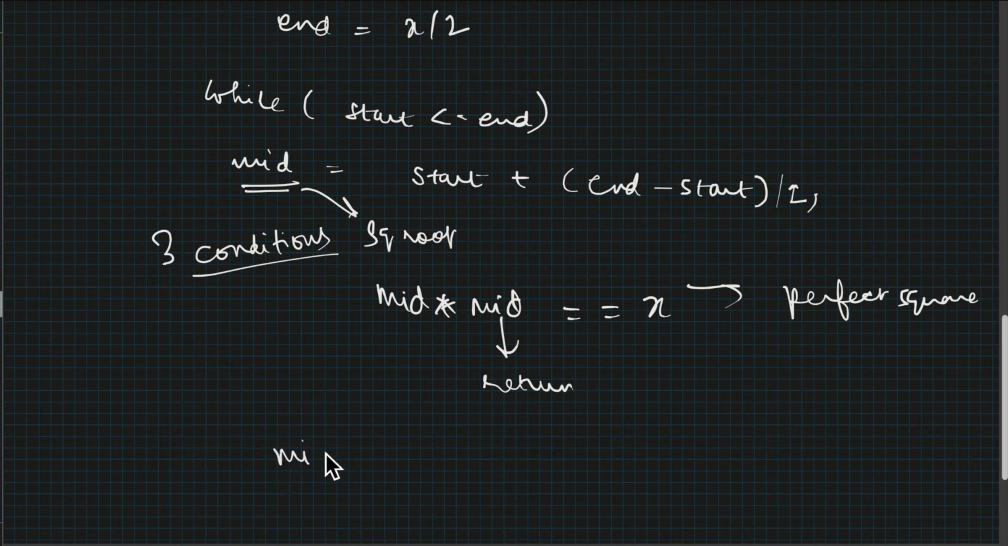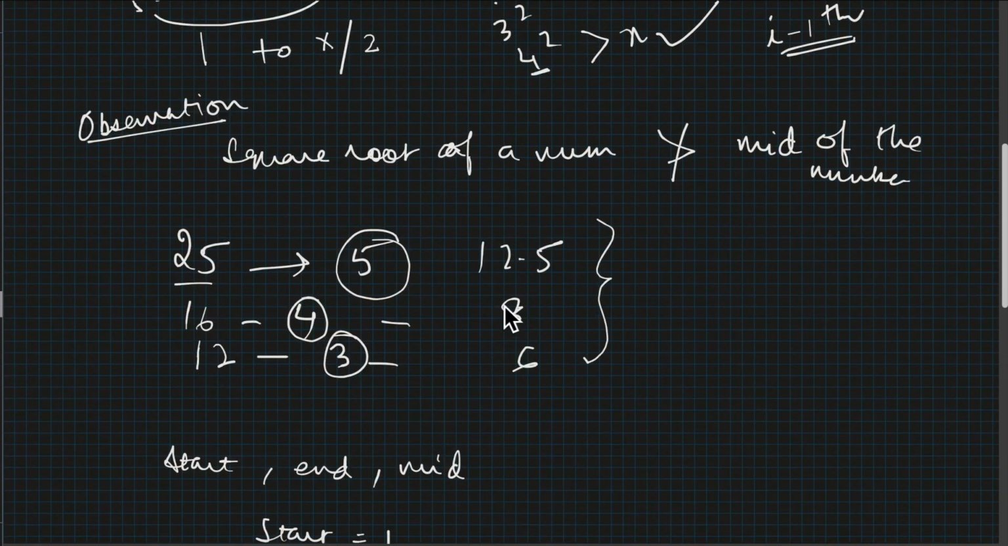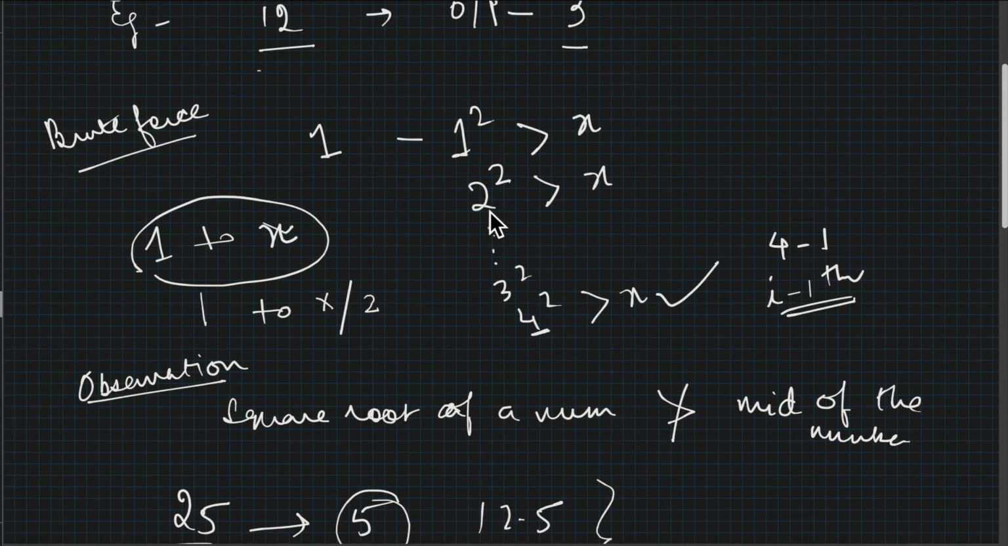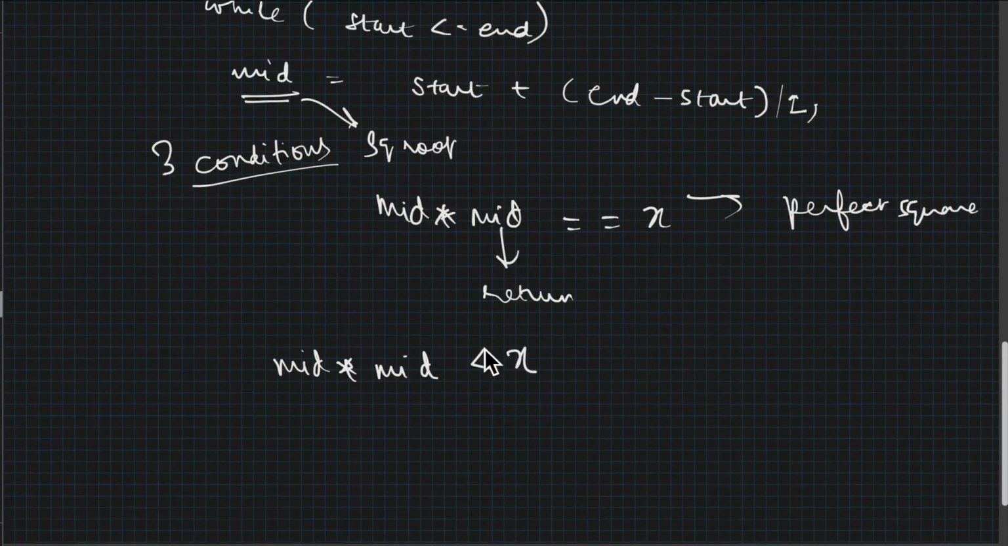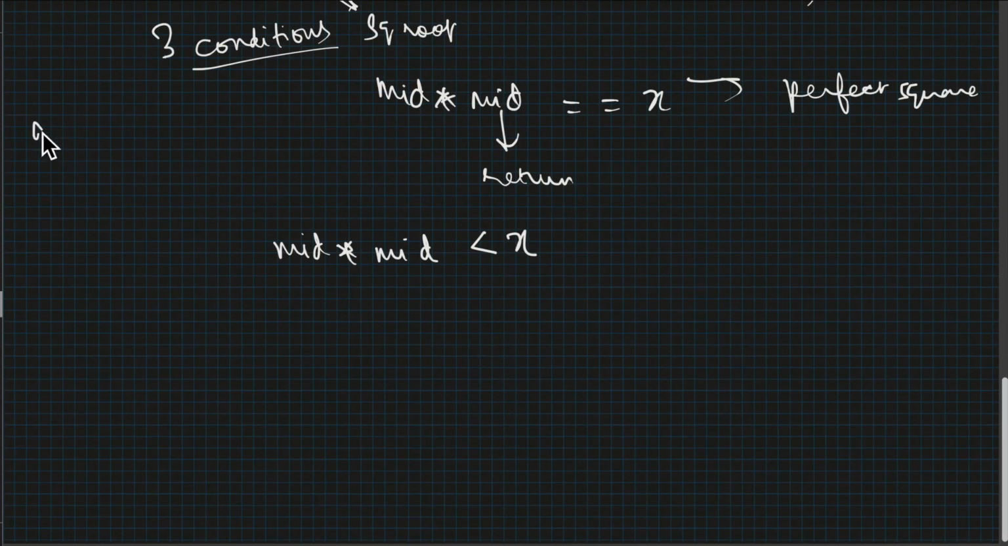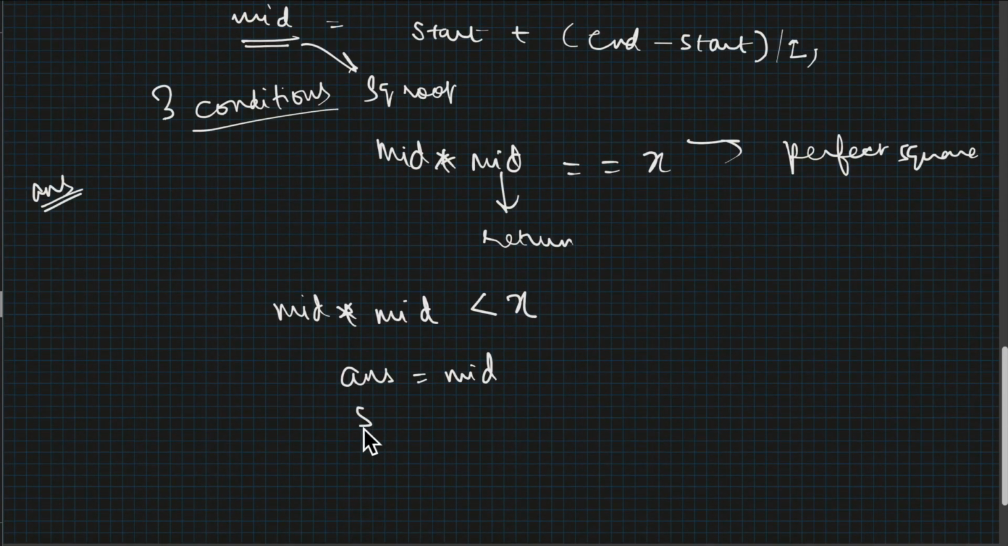What if mid into mid is lesser than x, like we were discussing over here? 2 square, 3 square, these were all lesser than x. In that case, we'll also have another variable, an answer variable. We'll store this mid, and this start pointer, whatever we have, we'll make this equal to mid plus 1.